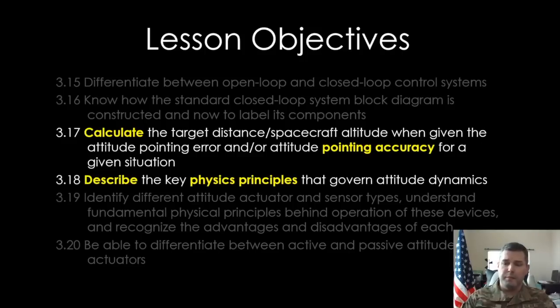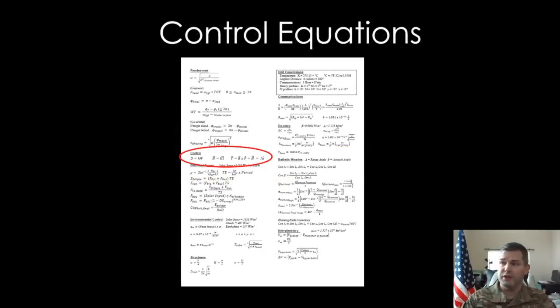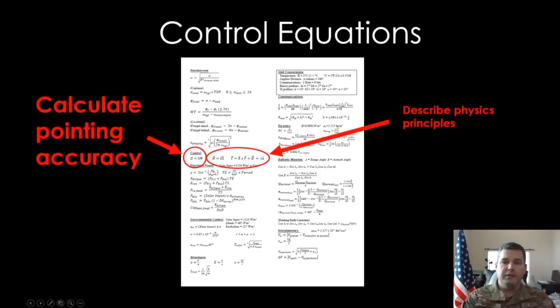Since this is the math part, let's pull up the equation sheet. This is page 2 of the equation sheet, and as you see, we've put the controls equations underneath the heading control. Easy enough. If I had to break these equations into those two learning objectives, the one on the left would be calculate pointing accuracy, and the two on the right would pertain to describing the physics principles.